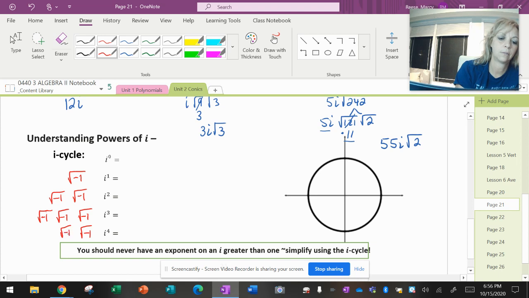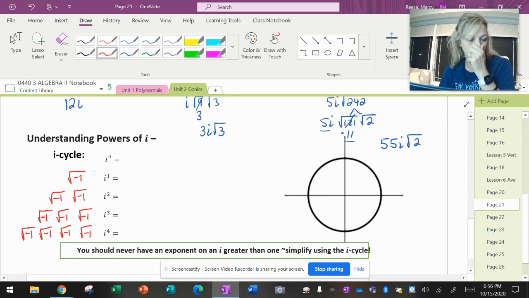And this means I have 4, okay? And anything to the 0 power is 1. Okay, anything to the 0 power is 1. Anything to the first power is just itself. So that's pretty straightforward, right?